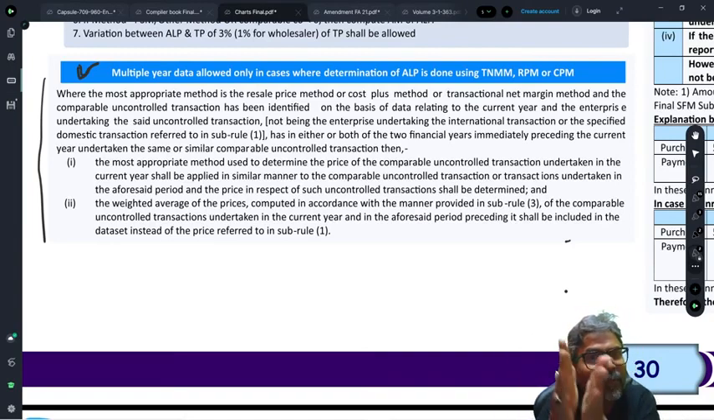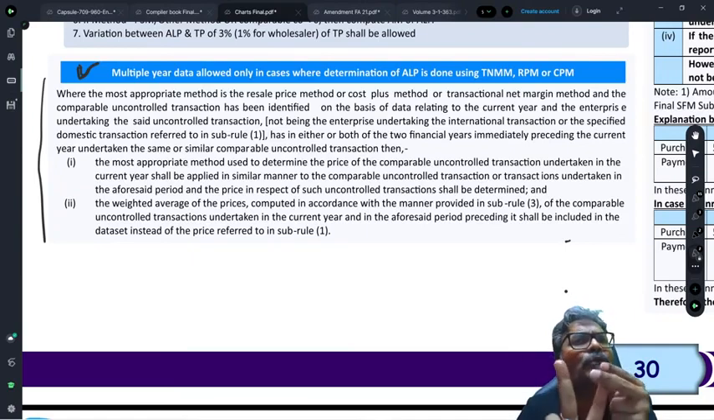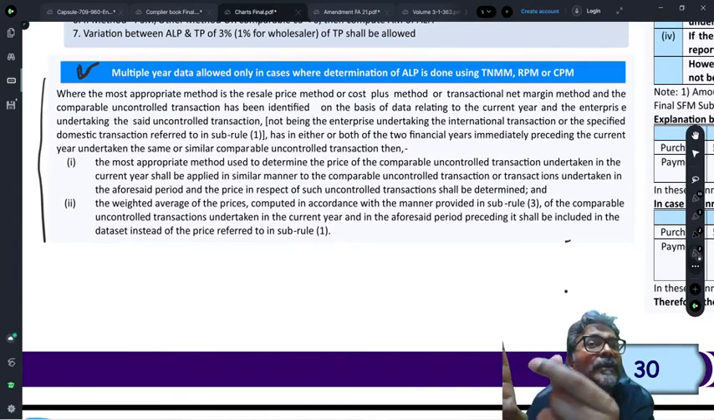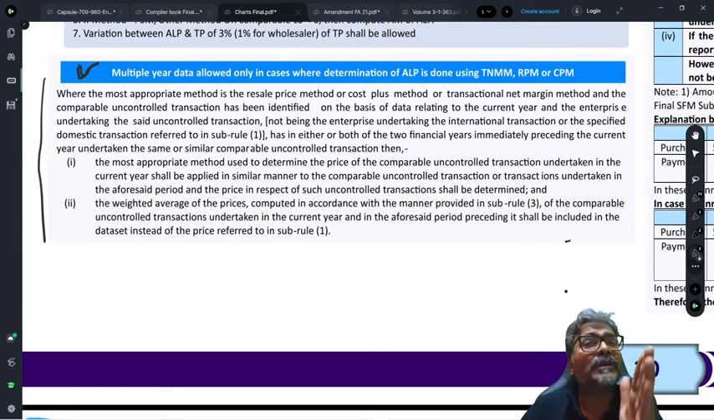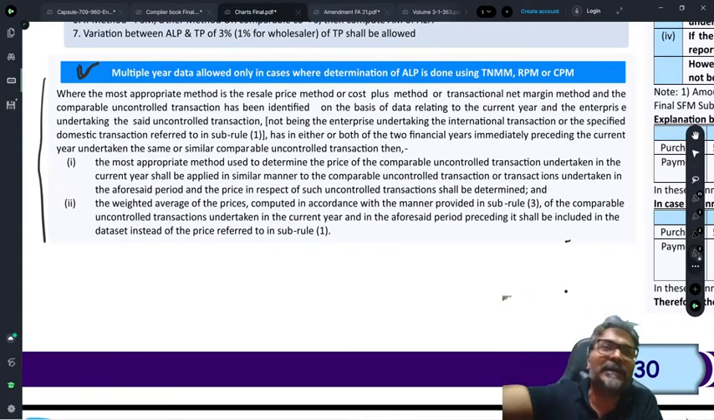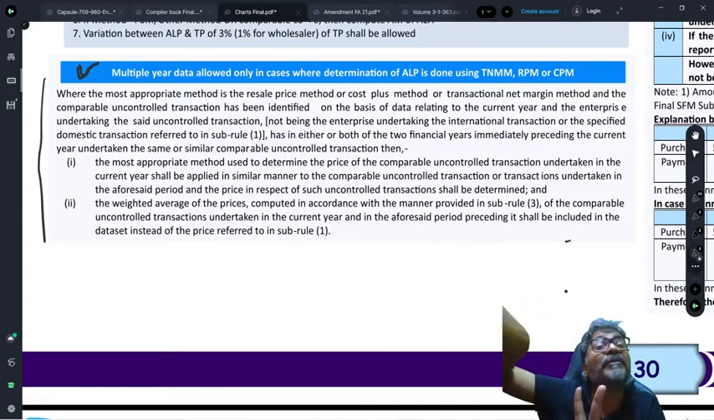So just imagine, if you take only 1 year as your data of comparable, and any unusual thing happens on either the cost factor or the selling price factor, then the margin that you are adopting for application in these three methods is itself not reliable. And that is the reason why they are telling you not to do that for these three methods, when the margin is the basis of doing all the adjustment to determine the ALP. They are saying that please don't take only the current year data. You also have to take the last 2 years data. The last 2 years data of what? Data of cost and the data of selling price, and on that basis come up with a weighted margin.